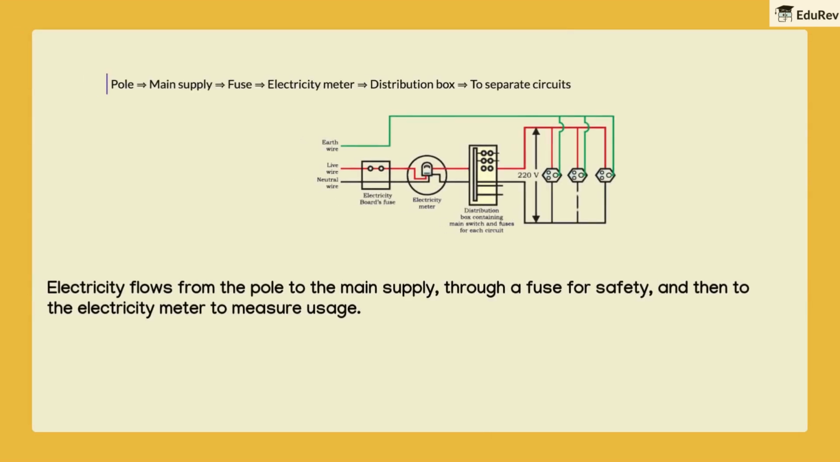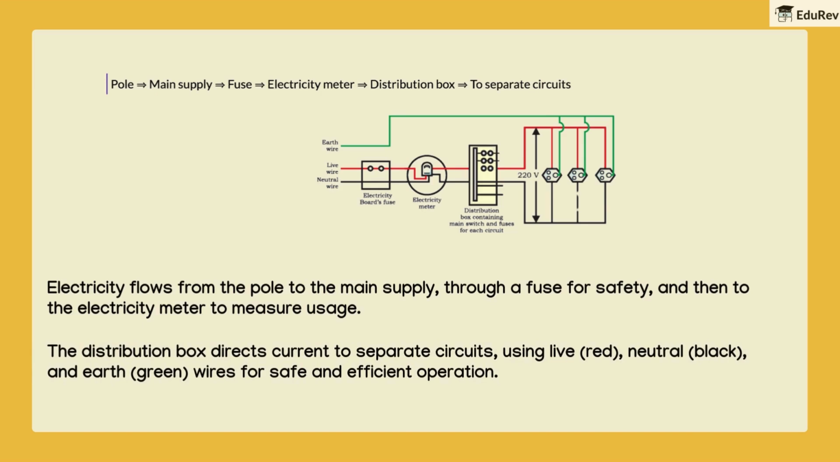Electricity flows from the pole to the main supply through a fuse for safety, and then to the electricity meter to measure usage. The distribution box directs current to separate circuits using live, red, neutral, black, and earth, green, wires for safe and efficient operation.